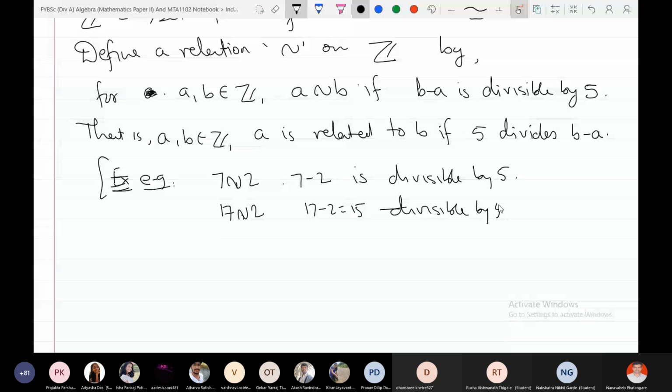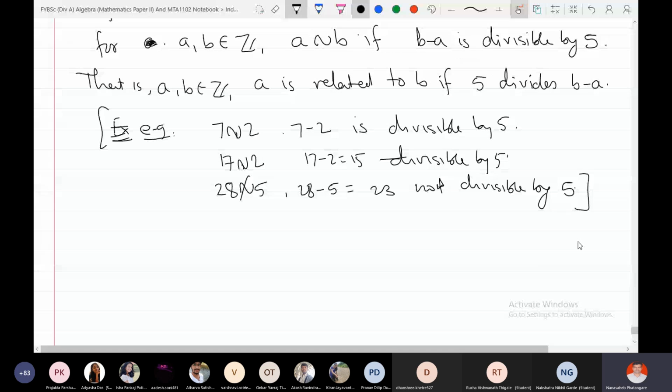Right. Now for example 28 and 5, are they related? No, sir, because 28 minus 5, their difference, is 23, and 23 is not divisible by 5. So this is the relation I am defining.